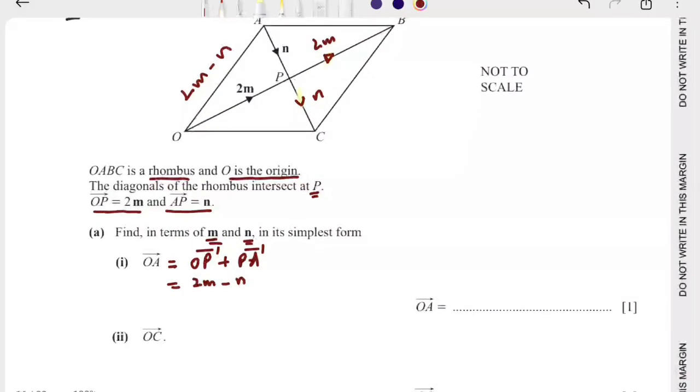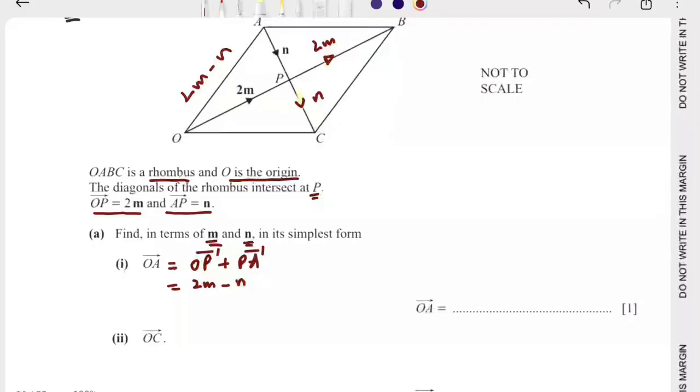Now, second part, we have to find out OC. Now, this path is available. We can use this triangle, that is OCB. So the path would be OC would be equal to OB plus BC. As the opposite sides of rhombus are always equal, so CB would also be 2m minus n.